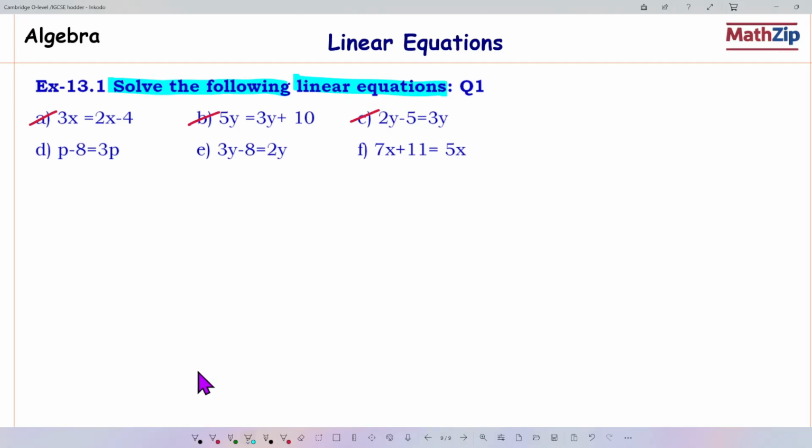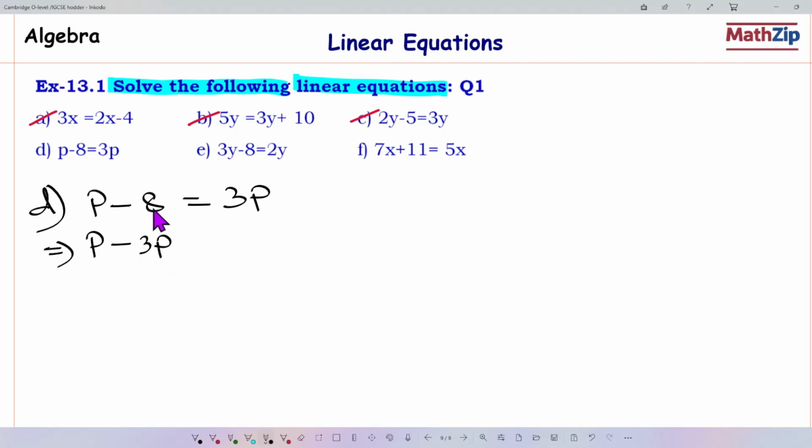Solve the following linear equation. We have completed A, B, C. Now number D. p minus 8 equals 3p. So here is p and here is 3p, so it will be minus 3p. This is minus 8. Once it goes to the right side, it will be plus 8. It means minus 8 plus 8 equals, here is 3p, again minus 3p and plus 8.